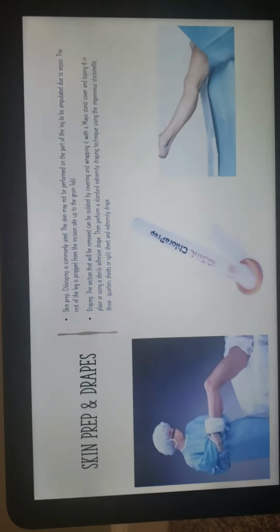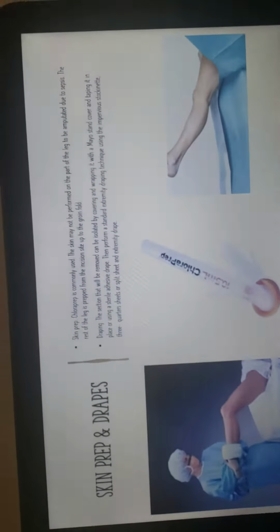And then draping. The section that will be removed can be isolated by covering and wrapping it with a Mayo stand cover and taping it in place, or using a sterile adhesive drape. Then you would perform a standard extremity draping technique using the impervious stockinette, 3/4 sheets, or split sheet and extremity drape.